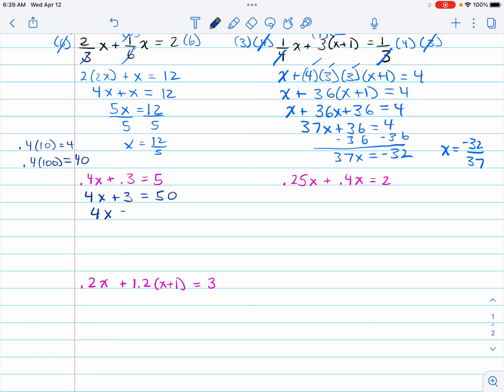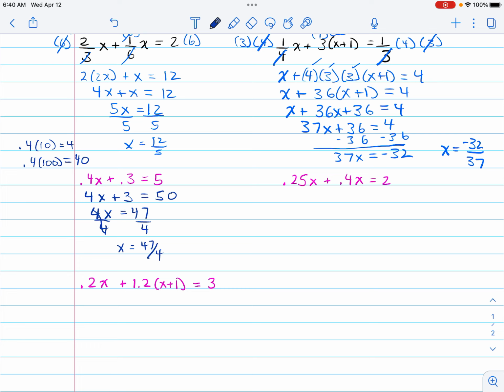And now just divide by 4. So x equals 47 over 4. Now if you look at this next one, I've got a 0.25 and a 0.4.